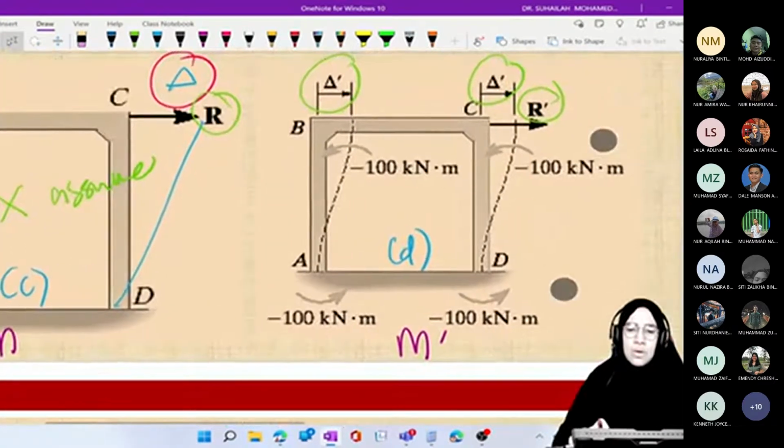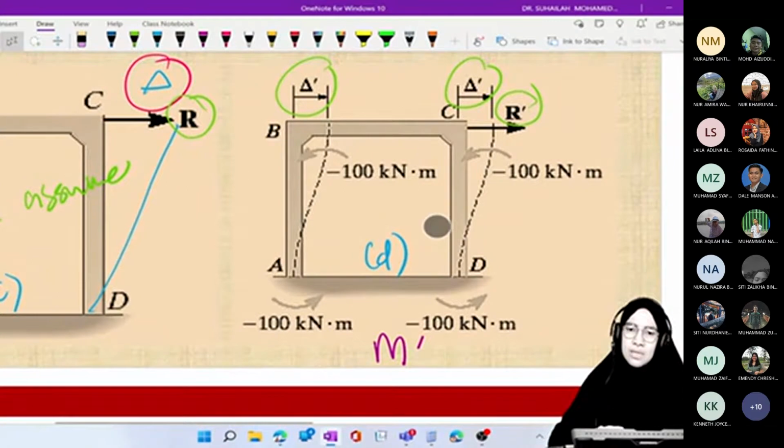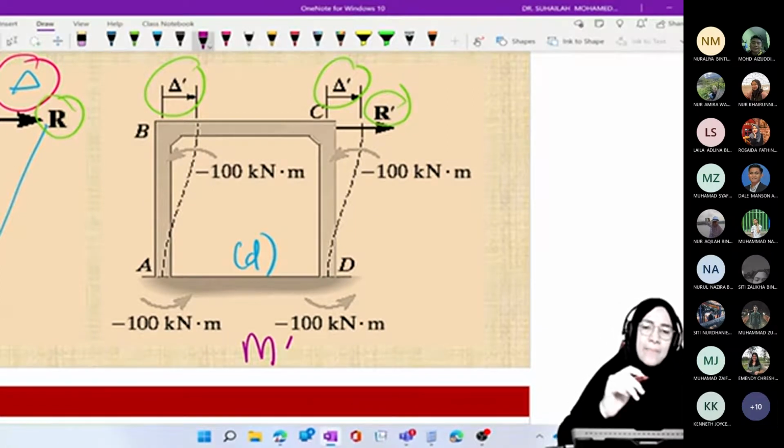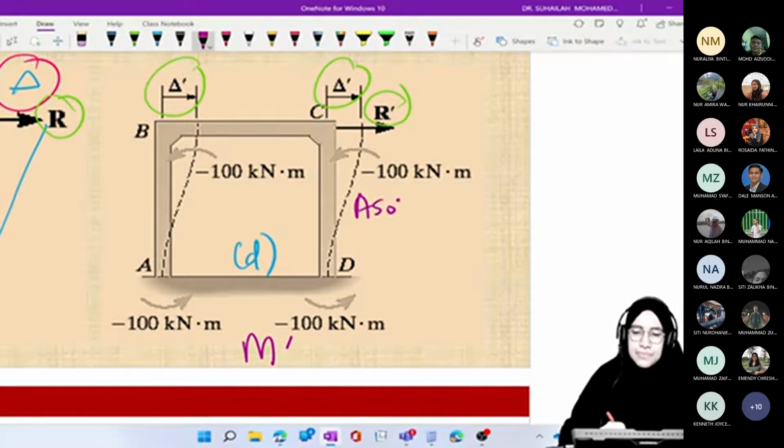So this is artificial. Again, this is an assumption, which we made proportional to C. So we can assume FEM in D.